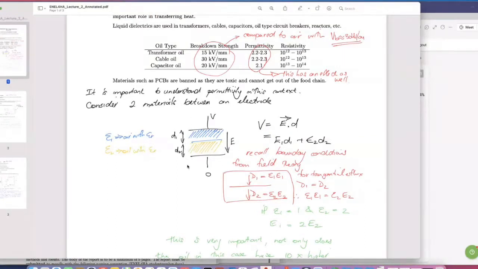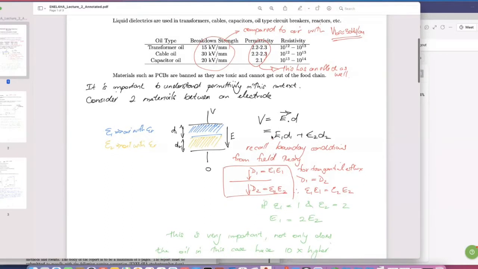If we take a hypothetical situation, we've got two materials between electrodes with a voltage V and 0. Material one, let's call it air, or something with a permittivity of 1. It's going to have a gap distance of D1. Material 2, let's call it oil. It's going to have a different permittivity to that of air, and it's going to have a thickness of D2. We know that your voltage can be related to your electric field. In fact, we can split it such that E1 D1 plus E2 D2 is equal to V.